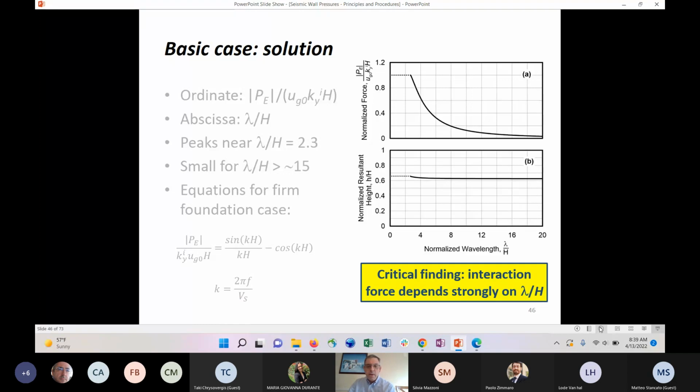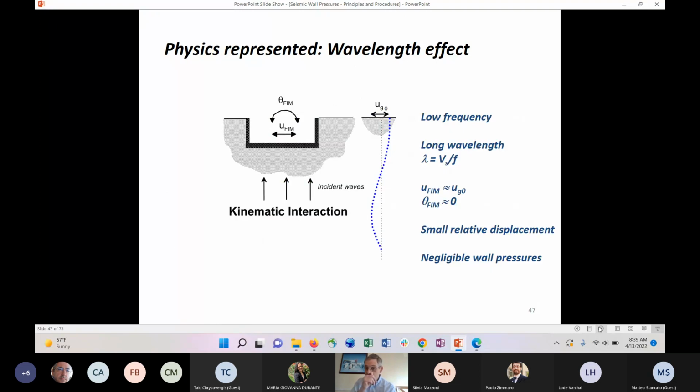So really the critical finding here is that this interaction force is very strongly dependent on the ratio of wavelength to height. So let's explore that a little bit further, because that's a very important concept in this whole problem, this wavelength effect. So going back to this schematic, we have the foundation and we have the free field response here.